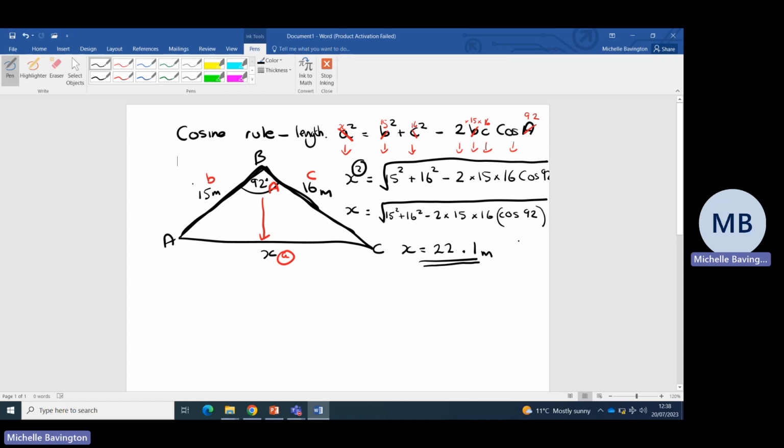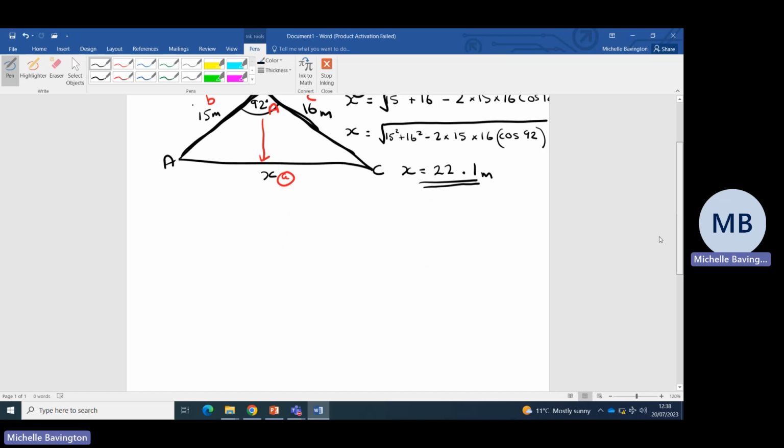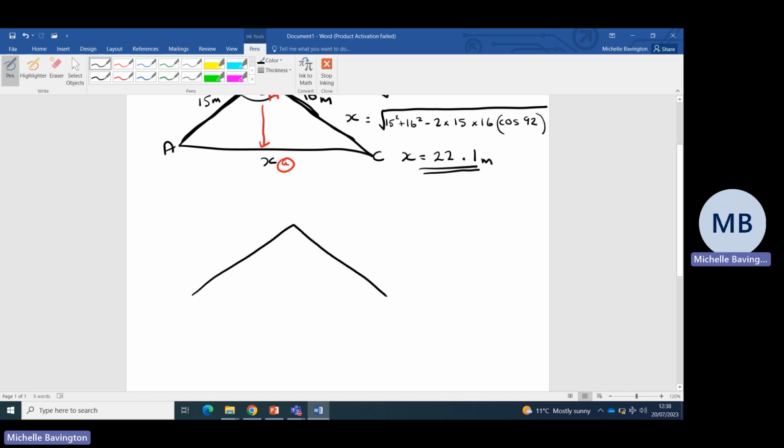I don't know. Okay, so let's do another example. Let's do A, B, C. Let's do that as 33. Let's do that as 12 meters. And let's do that as 8 meters. And we're going to find that. So, don't forget your formula.